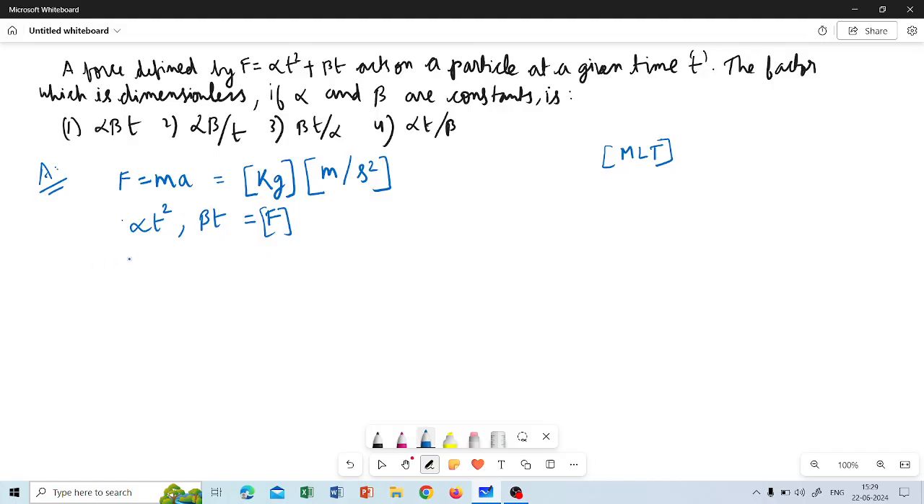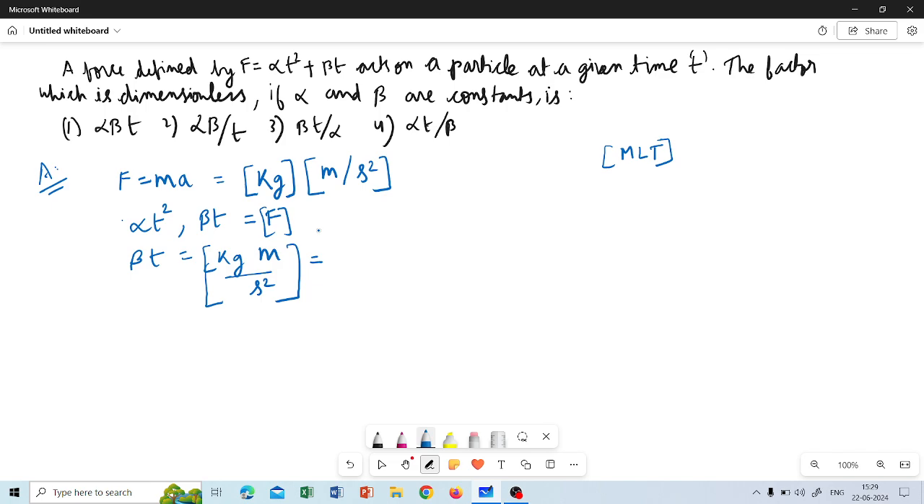Let me start with the simple one. Beta t is equal to kg meter per second square. Now I can replace this kg meter per second square with beta. They are given that alpha and beta are constants.